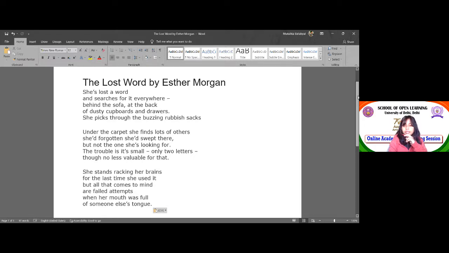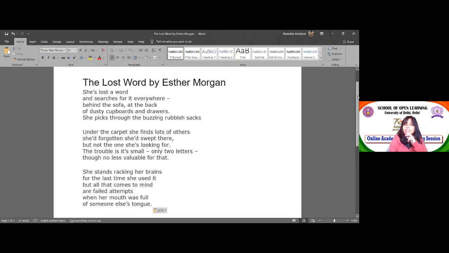The trouble is, it's small, only 2 letters, though no less valuable for that. She stands racking her brains for the last time she used it, but all that comes to mind are failed attempts when her mouth was full of someone else's tongue.